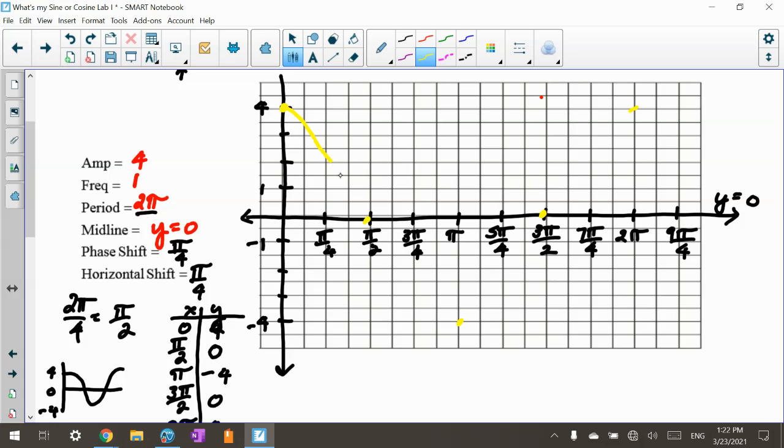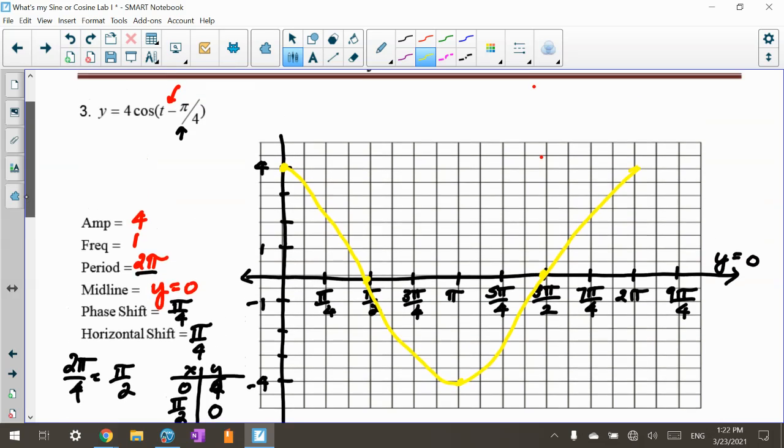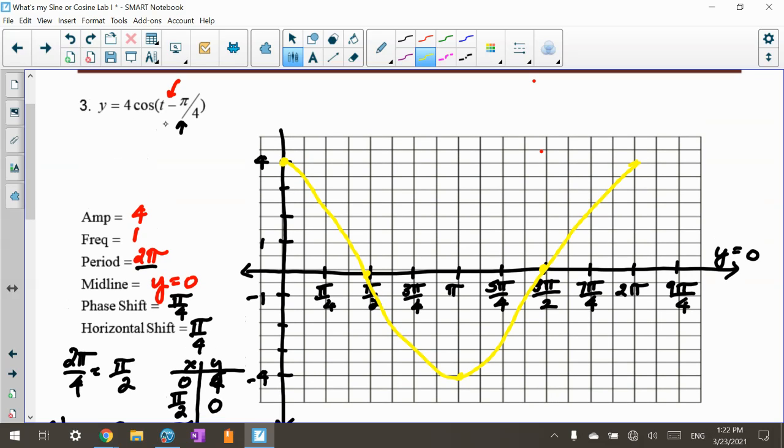This would be my graph if I did not shift. There we go. Okay, that is not my graph. This graph said, I want you to graph 4 cosine of this function t, but I want you to shift it to the right, because remember, all the shifts inside are opposite, so I know I'm going to shift it to the right, pi over 4.